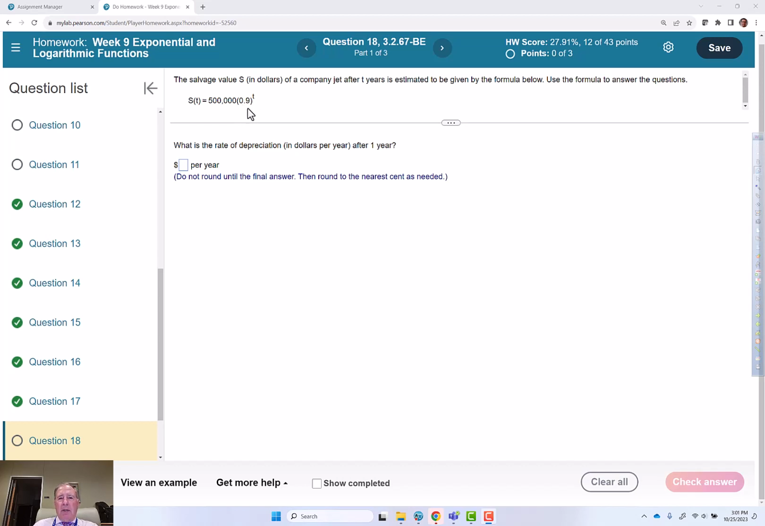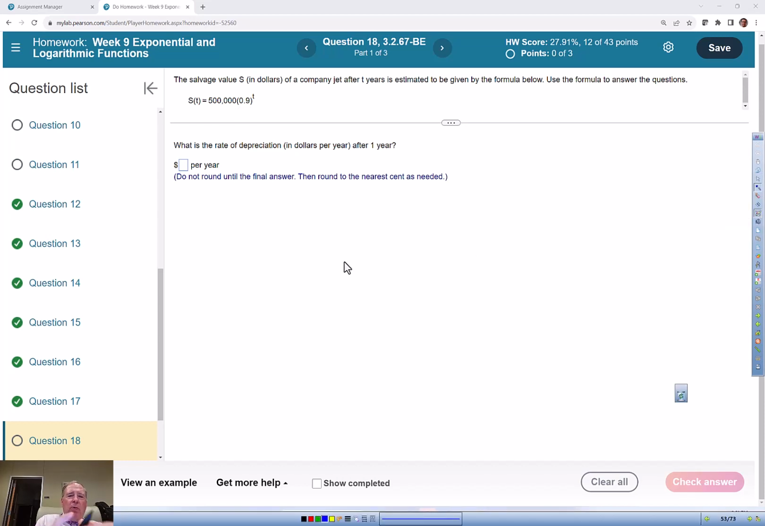So this is an exponential with a base less than 1. So as time goes on, the value is going to decrease. Now this says what is the rate of depreciation in dollars per year after 1 year. So here we don't want to evaluate the value, we want to evaluate the rate of change, which is a derivative. And this is an exponential with a base other than e, so we have to use the formula.